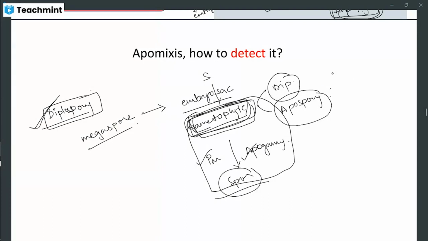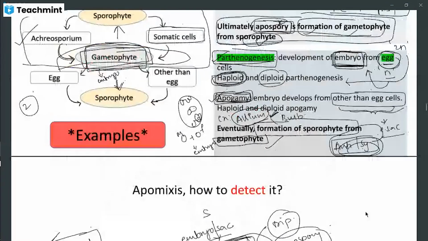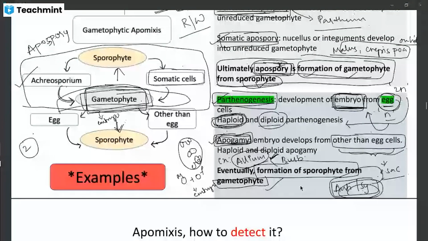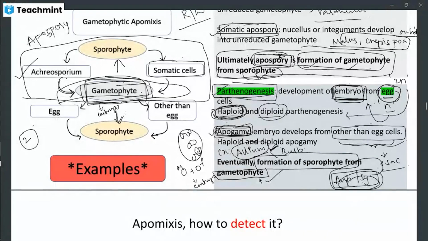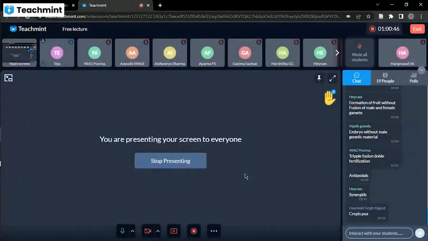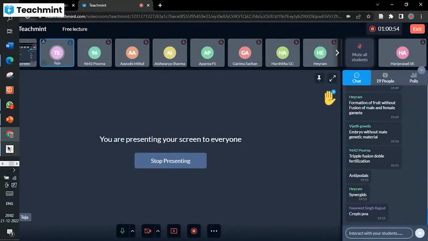If anyone has any confusion in it, you can please unmute and ask, because these statements will be generally given in the JRF exam: formation of the gametophyte from the sporophyte is apospory and diplospory, whereas formation of the sporophyte from the gametophyte is parthenogenesis and apogamy. Does anyone have doubts in this? You can unmute and ask. So I think there are no doubts on these two.